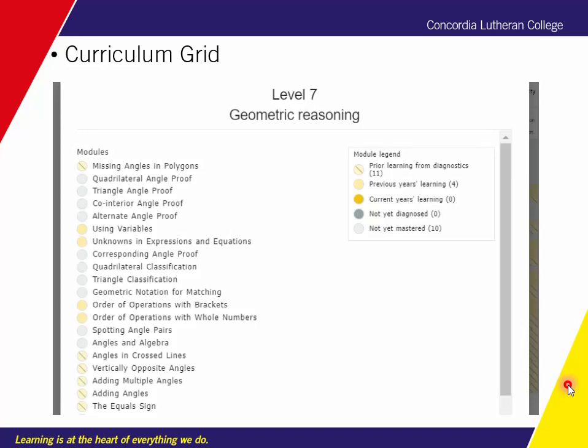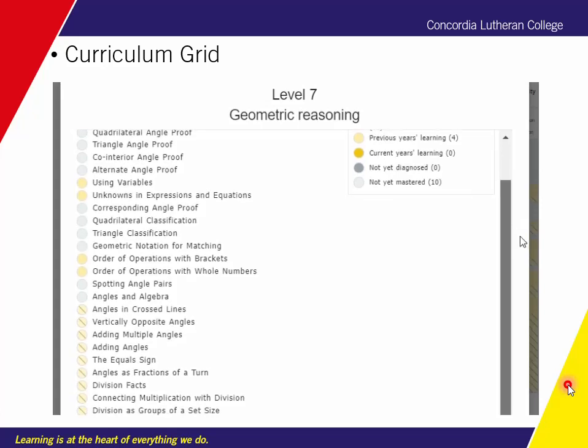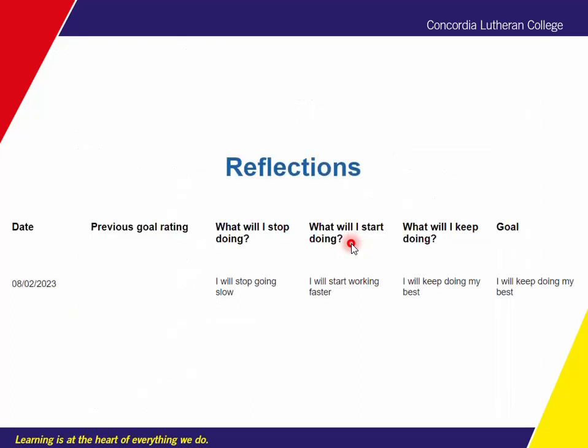Now, if I click on one of those blocks, it actually shows me what information is still to be taught there. There's also a grid to show you the legend, what each of those colors means. So you can see the diagonals mean learning from a diagnostic. The light yellow means previous year's learning. The dark gold would be mastered that year. Dark grey would be not yet diagnosed, so we still need to do another diagnostic. Or light grey means it's open for them to do.